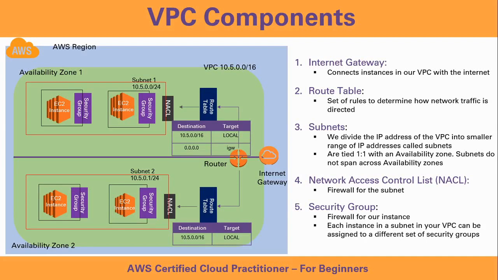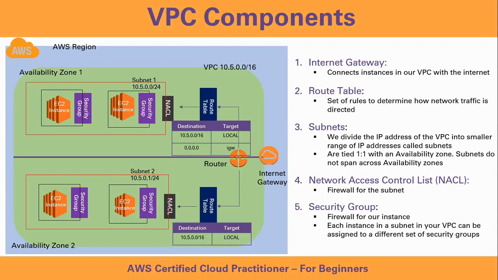The fourth component is the network access control list, also known as NACLs. NACLs are the firewall for the subnet. They act as an extra layer of security and help determine what network traffic goes in or out of the subnet.